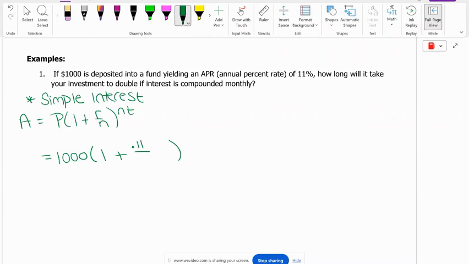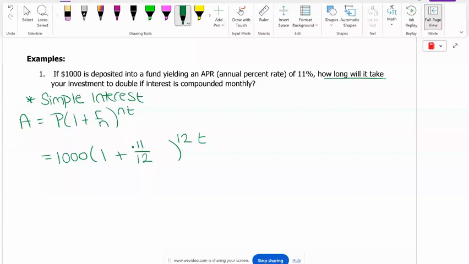How long will it take your investment to double if its interest is compounded monthly? Well, if it's compounded monthly, how many times a year is that being compounded? 12. So do we all agree our n, number of times compounded, is 12? So this is 12. And then it says, how long will it take? So what does that mean? We're solving for t. So this is 12 and this is t.